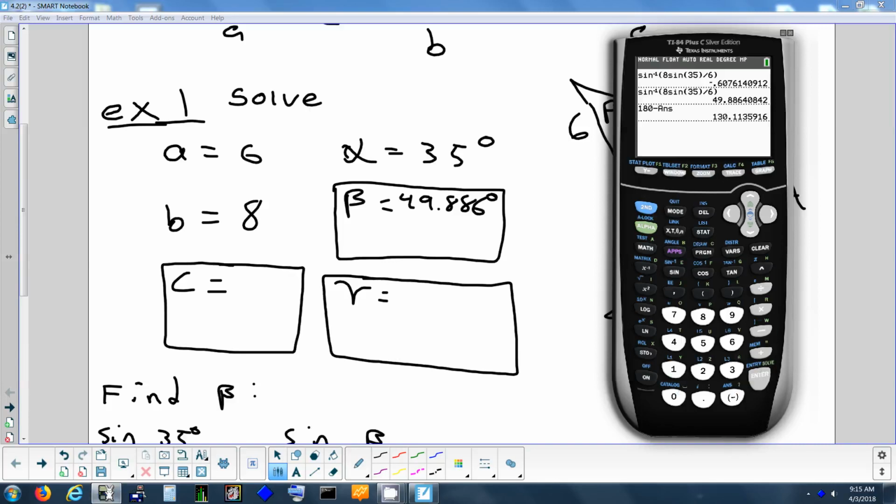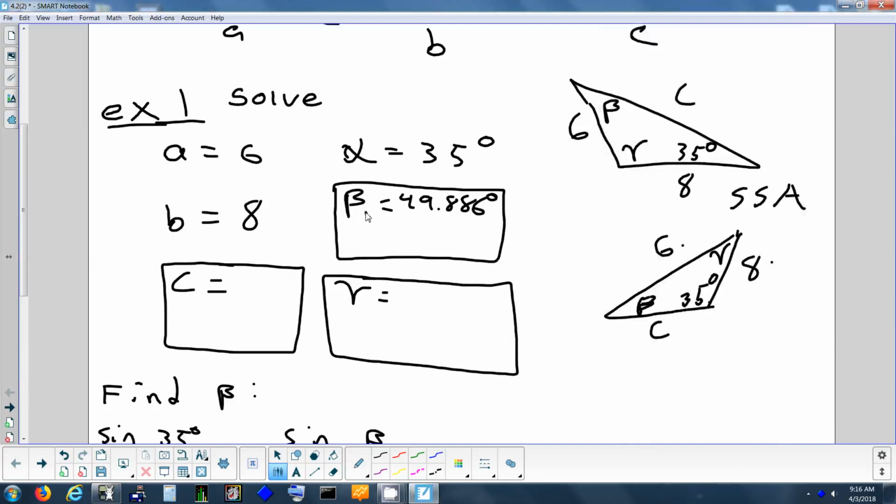So, Caitlin, what was I given to start with for an angle? 35. 35? Can you fit a 35 and 130 in the same triangle? Yes. It only adds up to 165. So this time the second answer does work. Okay, so I'm going to write it down.